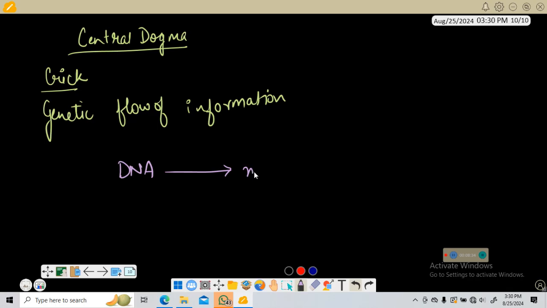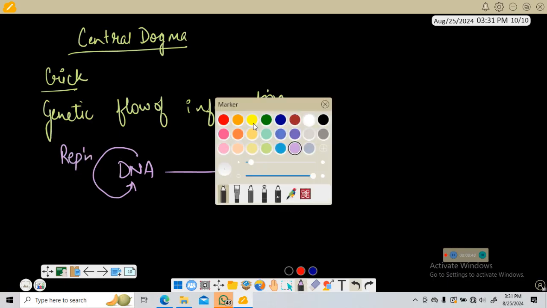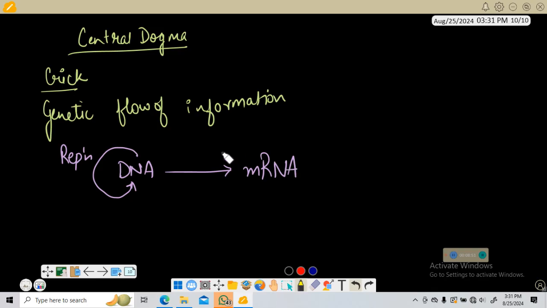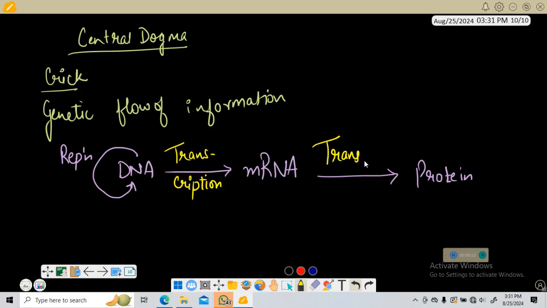DNA forms mRNA. Now how is DNA formed? The process of formation of DNA is called replication. Then how is RNA formed? RNA is formed from DNA and that process is called transcription. Then from mRNA proteins are formed, and the process of formation of proteins from RNA is called translation. So this is the central dogma.